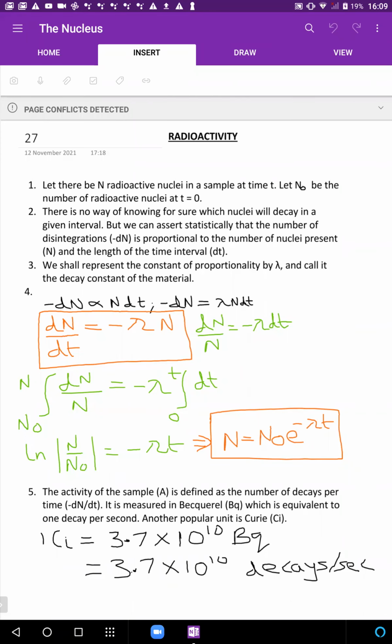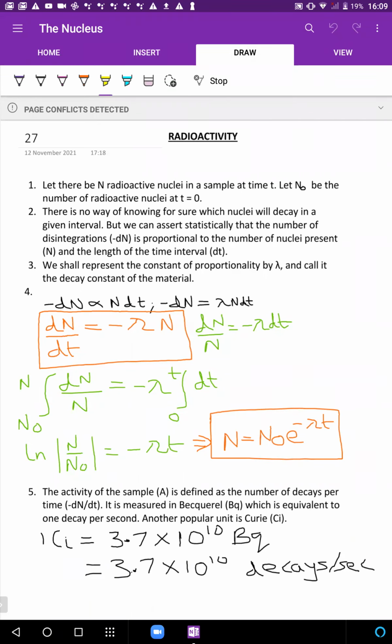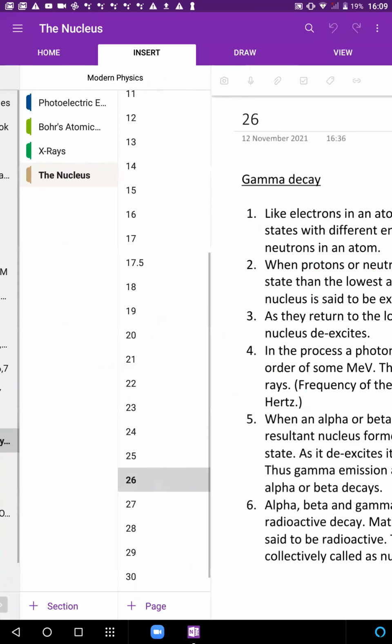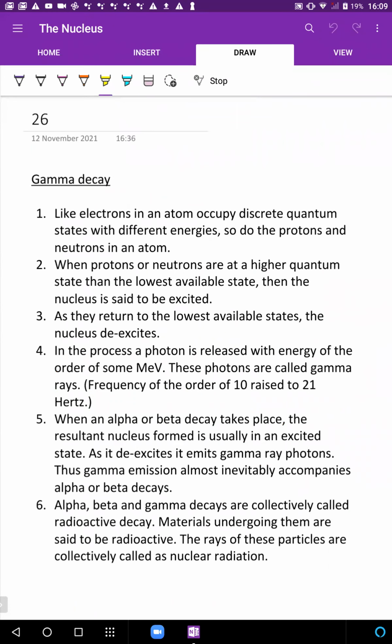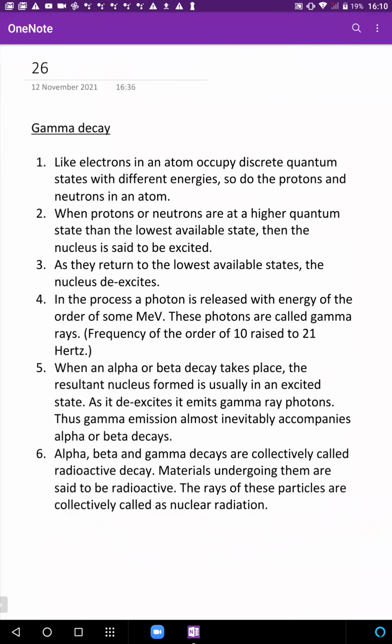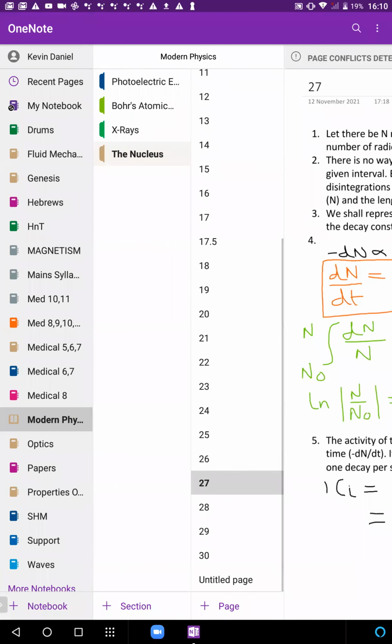All right, now radioactivity. Let's quickly have a look at this. As you remember, let's read this last line from the gamma decay page, where I said that alpha, beta, and gamma decays are collectively called radioactive decay. Materials undergoing them are said to be radioactive, and the rays of these particles are collectively called nuclear radiation.